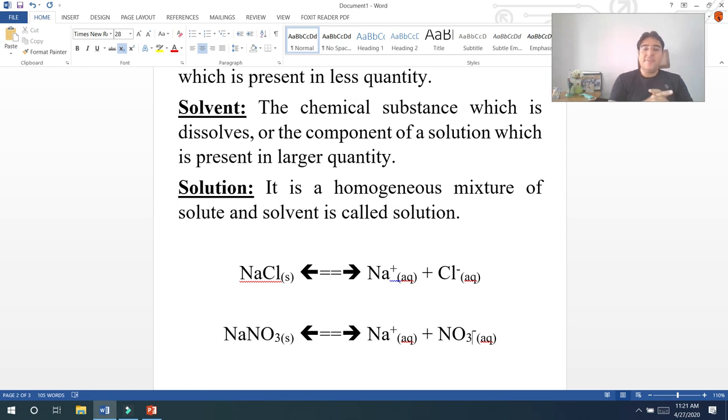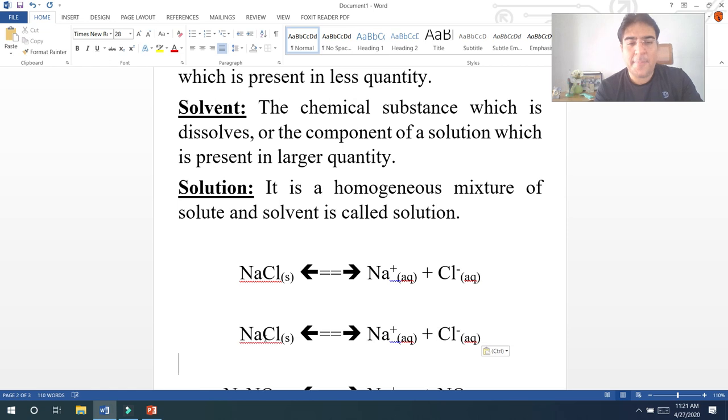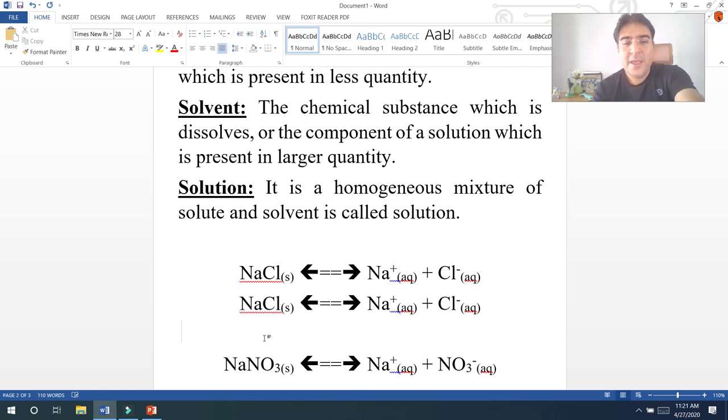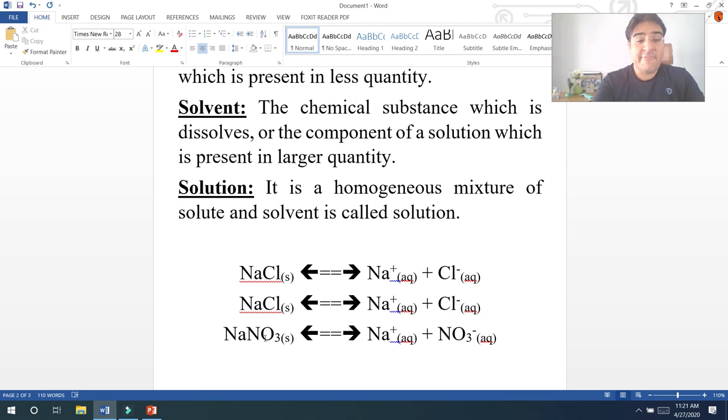Larger the ionic size, it's difficult for the water molecule to surround it and dissolve it. Okay? Now, if you take, let's say, AgCl, the same applies. Silver is a much bigger atom as compared to sodium. So AgCl will be very less soluble in water as compared to NaCl. So now you have understood what is solute, solvent and solution, and how different salts behave as solutes, and what happens when they are dissolved.